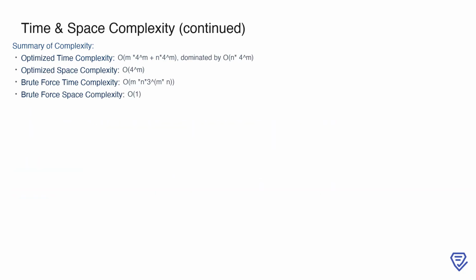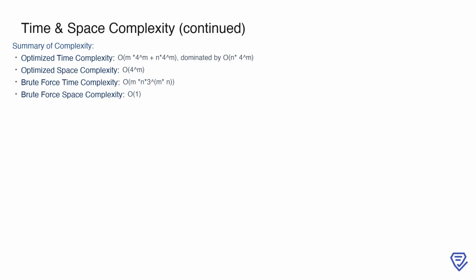To summarize, the optimized solution achieves a time complexity of O(m*4^m + n*4^m), which is dominated by O(n*4^m) for small m relative to n. The space complexity is O(4^m), reflecting the storage requirements for the compatibility list. In comparison, a brute force approach would have a time complexity of O(m*n*3^(m*n)) and a space complexity of O(1).